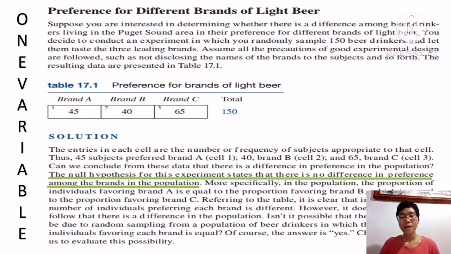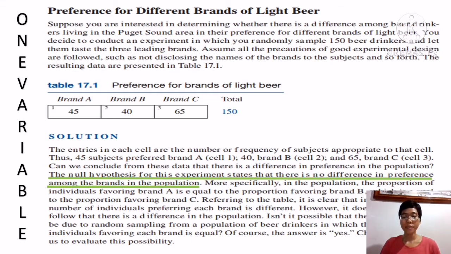We have here an example on how to use the chi-squared test if we have one variable. This example pertains to the preference for different kinds of light beer. For example, you are interested to know the difference in preference of beer drinkers when it comes to light beer.